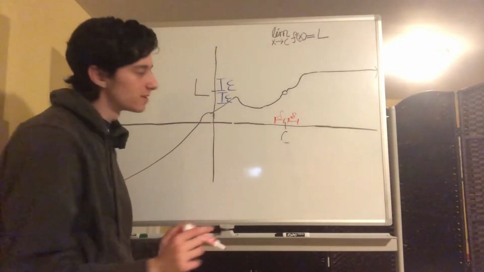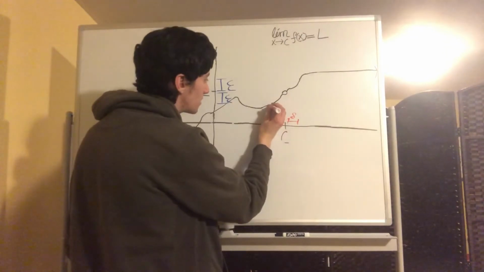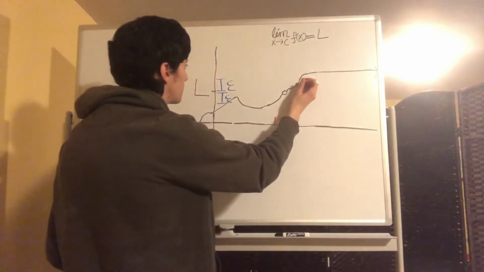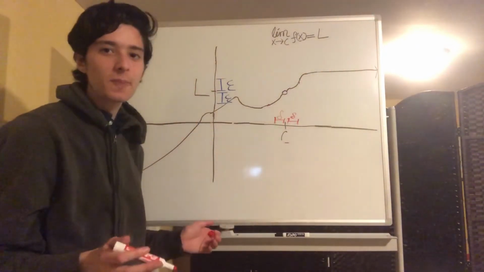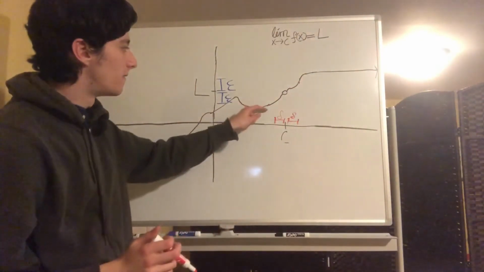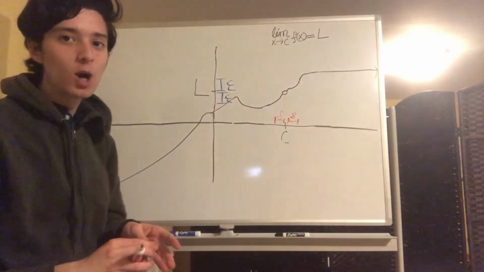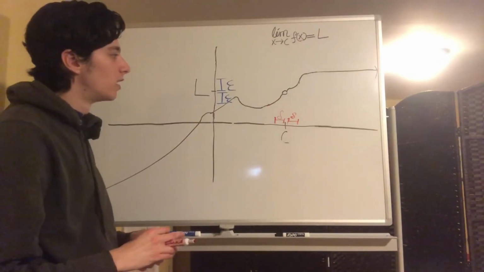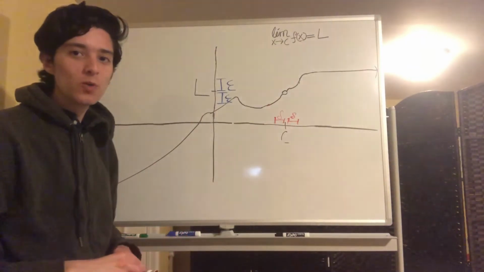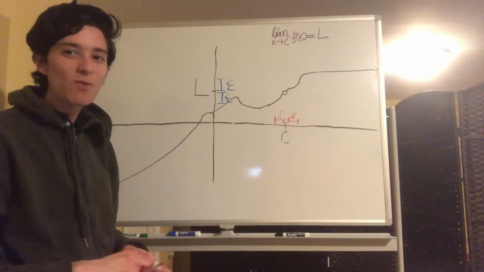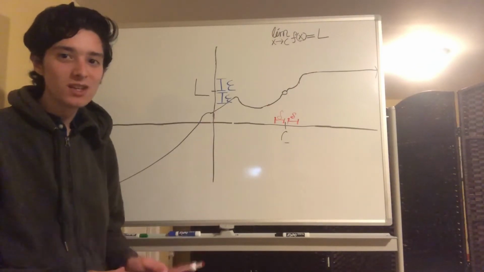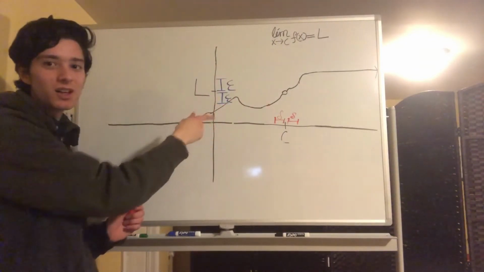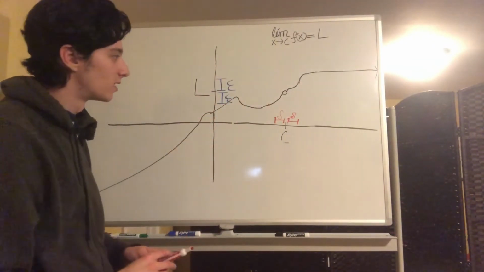So let's see what happens. Our f of x is going to range from here to here. And we see that those two values of f of x are within this width of L. So there we go. We have found a delta such that when x is within that delta of c, then f of x will be within the epsilon of L, right?